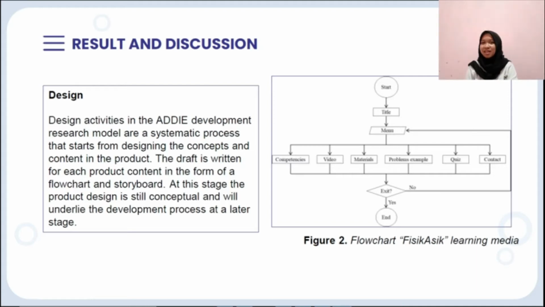The second stage is design. After the topic of work and energy has been selected to be compiled in the form of interactive media, the next stage is the initial design of the media. Design activities in the development research model are a systematic process that starts from designing the concepts and content in the products. The draft is written for each product content in the form of a flowchart and also a storyboard. At this stage, the product design is still conceptual and will underlie the development process at a later stage.